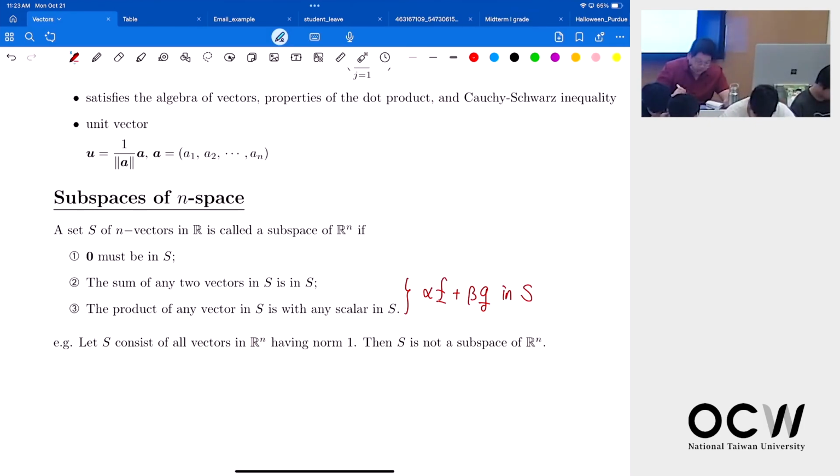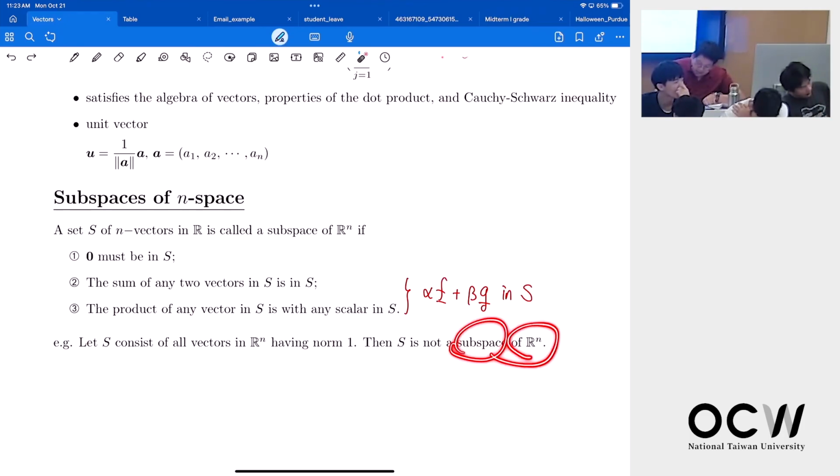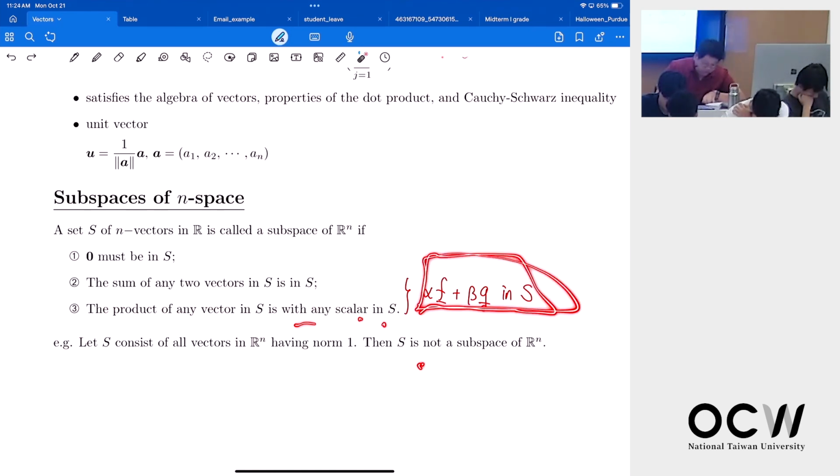First, we say that S consists of all vectors in n dimension, and the norm is 1. Then S is not a subspace of R to the n. For a subspace of R to the n, I should satisfy at least: first, 0 should be in S. The sum of two vectors should be in S. And the product of any vector in S with any scalar should be in S. So we need to check these criteria.